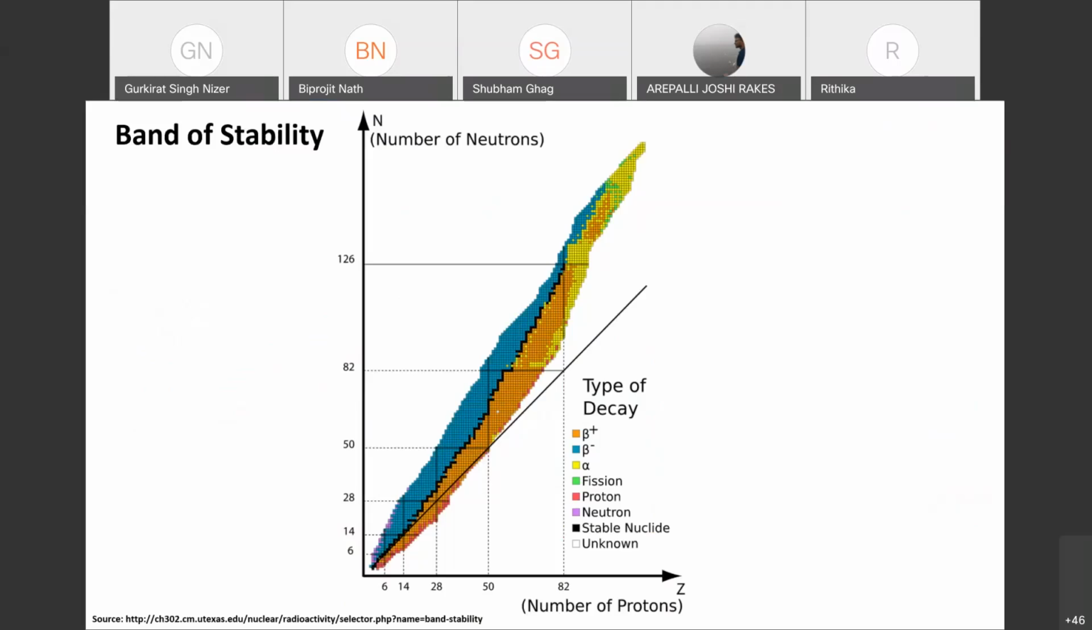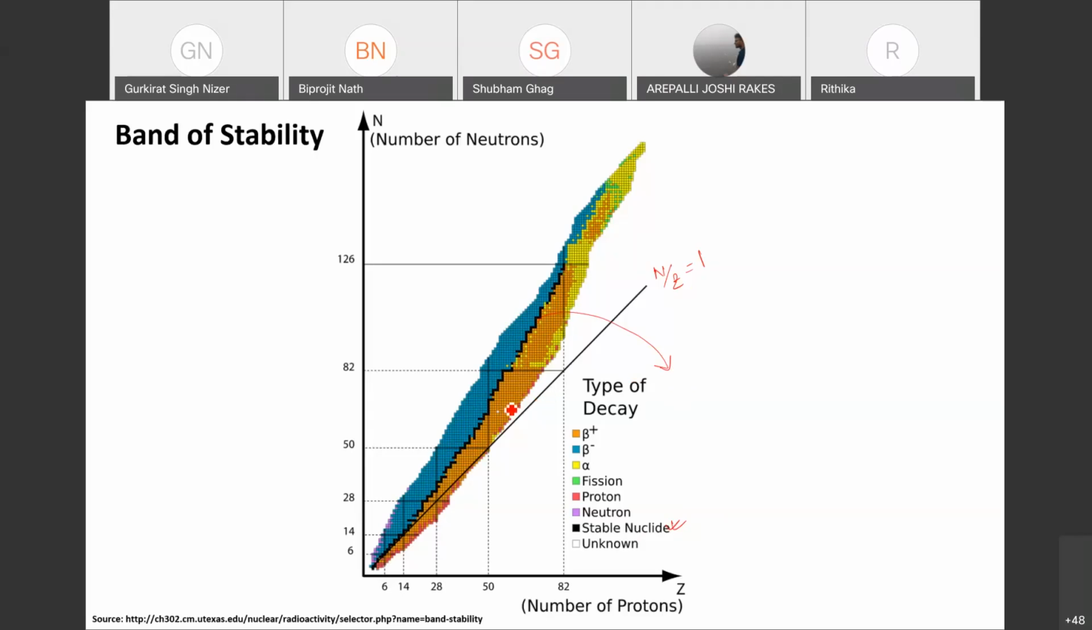And that's the band of stability. So that's a graph between the number of protons and the number of neutrons. And this line over here is the line in which N by Z is equal to 1, that is, the number of protons and the number of neutrons are equal. Those nuclides in black over here are the stable nuclides. It means that they are relatively stable and do not decay further, because they are themselves so stable. But apart from these black ones, the others are unstable nuclides.